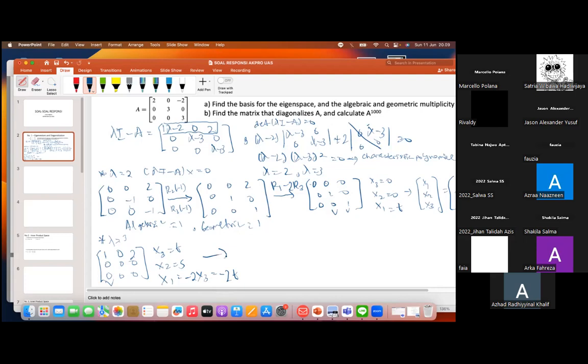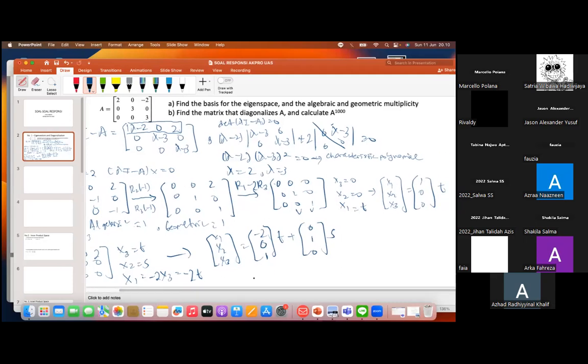We can write it as something times t plus something times s. x1 is negative 2t, so this is negative 2. x2 does not have t, so this is 0. x3 has t, so it's 1. For s, only x2 has s, so we put 1 in the middle and 0 at the top and bottom.